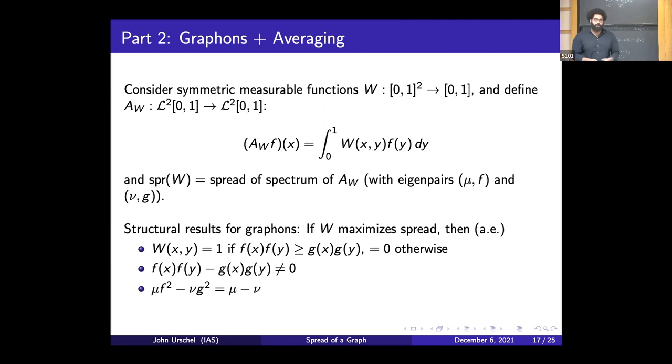Because if W takes a value strictly between 0 and 1, then going in either direction is going to increase spread. And the structural results that I told you for graphs also hold for graphons in this generalized setting. And in fact, the key condition is this result at the bottom, which I was telling you about, which is exact in this case.